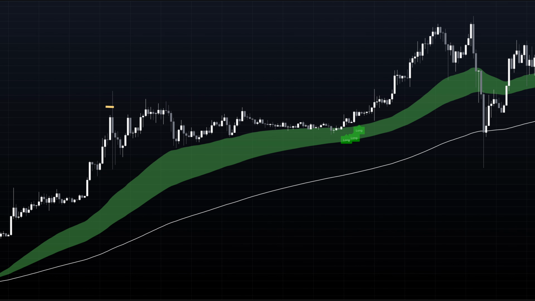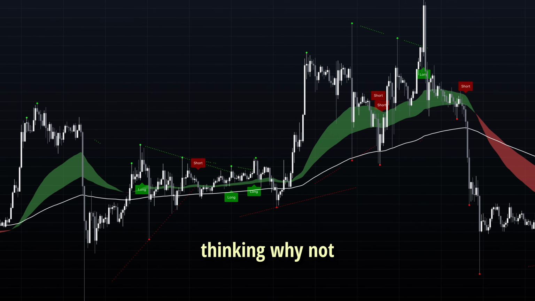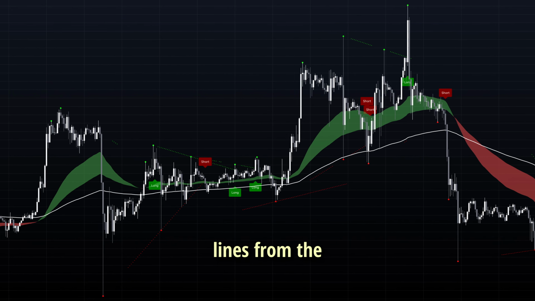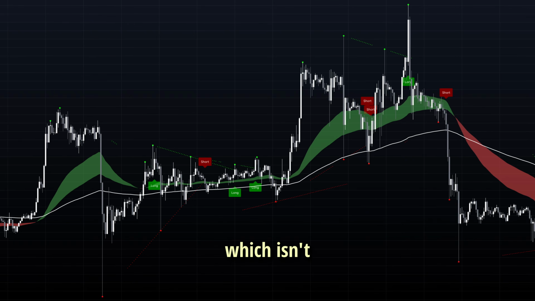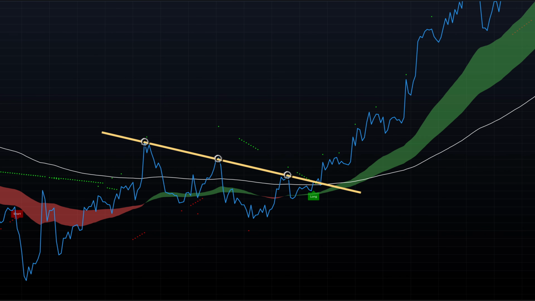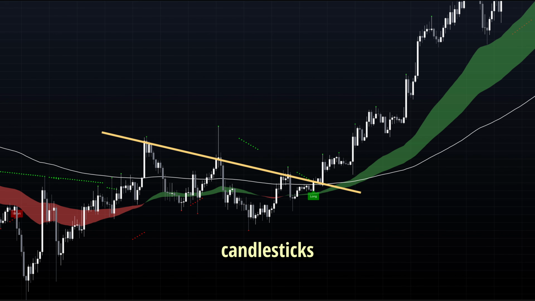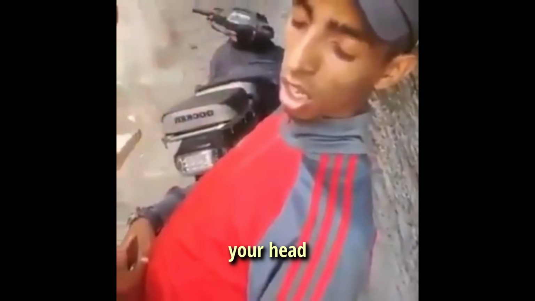Here's a pro tip. Draw your own trend line for extra confirmation. You might be thinking, why not use the auto trend lines from the indicator? Well, sometimes they connect to the wicks instead of the candle bodies, which isn't as reliable. Try switching to a line chart, connect the peaks, then flip back to candlesticks. That's why we ditch those dotted indicator lines. They can mess with your head.